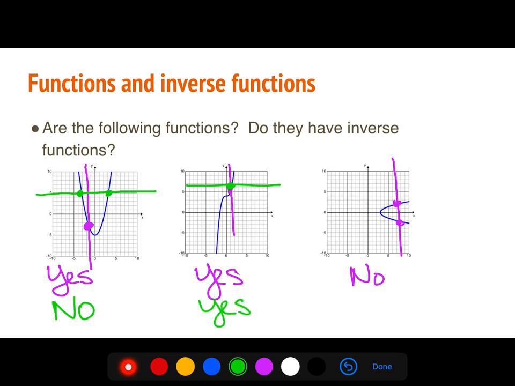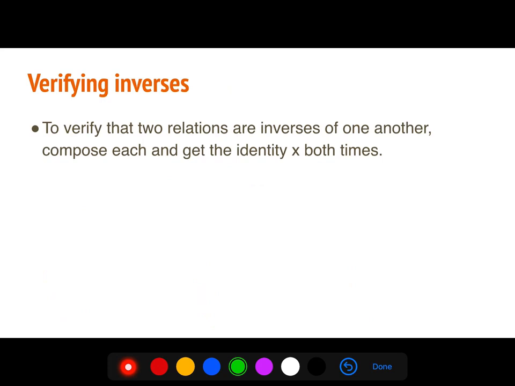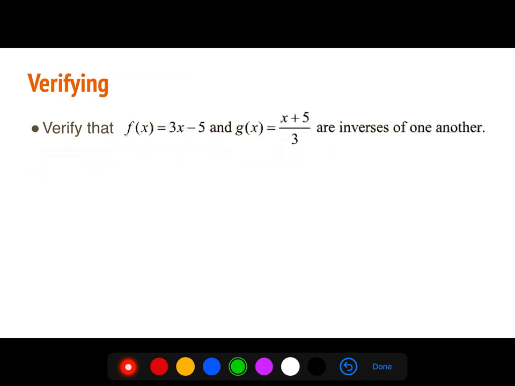Now we're going to check the other way. Let's see if they have inverses that are functions. Horizontal line test. Go across with a horizontal line. It does not have an inverse that is a function. Go across with a horizontal line. Yep, its inverse is a function. Go across with a horizontal line. Yep, its inverse is a function. So graphically, that's one way to tell if you have an inverse or even if you have a function.